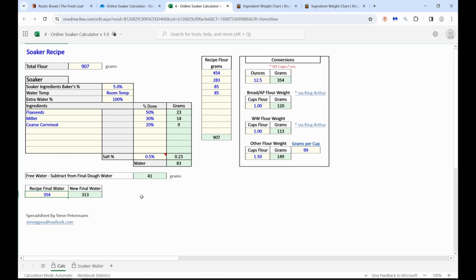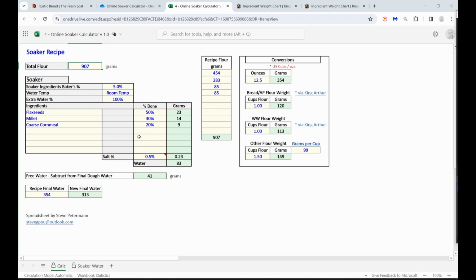So that's it. We've got a recipe. It's told us how to adjust the final water. So now we're ready. We can go ahead and put the soaker in the final batch, and it'll have these ingredients in there. So that's a demonstration of how the soaker calculator will work.